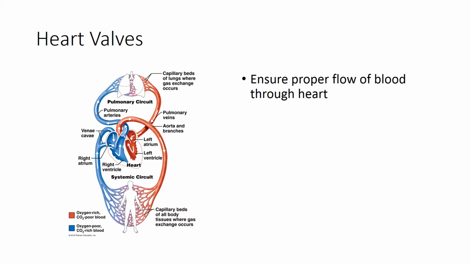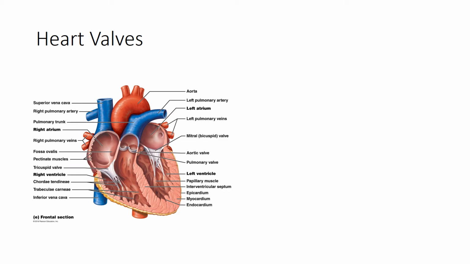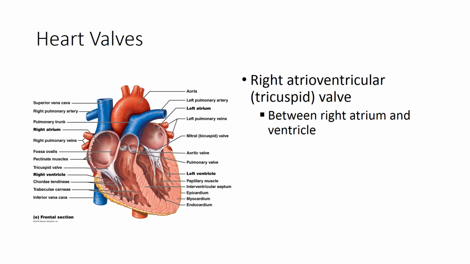All right, so now that we have the flow of blood very clear in our mind, the first valve that I'll talk about is the right atrioventricular valve. And this valve is found at the junction between the right atrium and the right ventricle. This valve also goes by the name of the tricuspid valve because it's made up of three cusps or flaps of tissue.